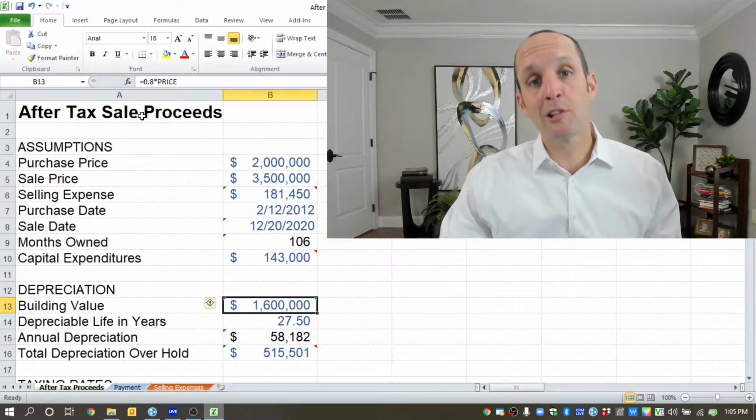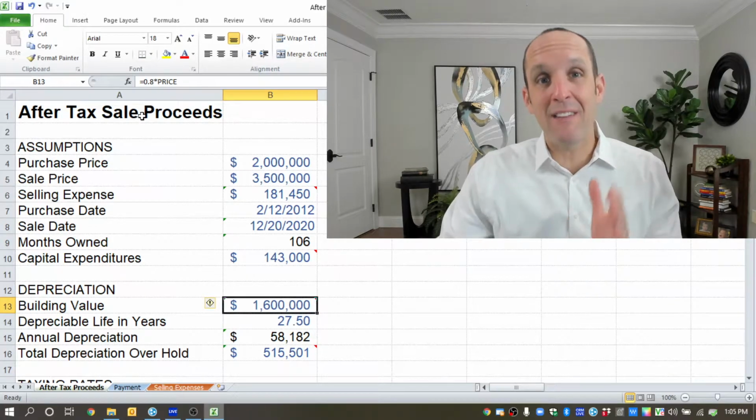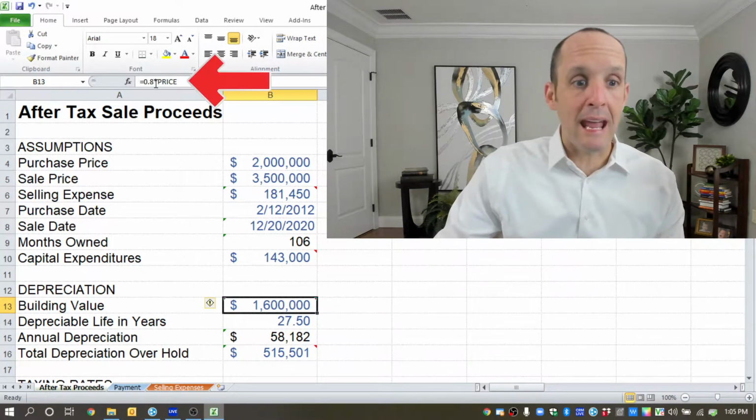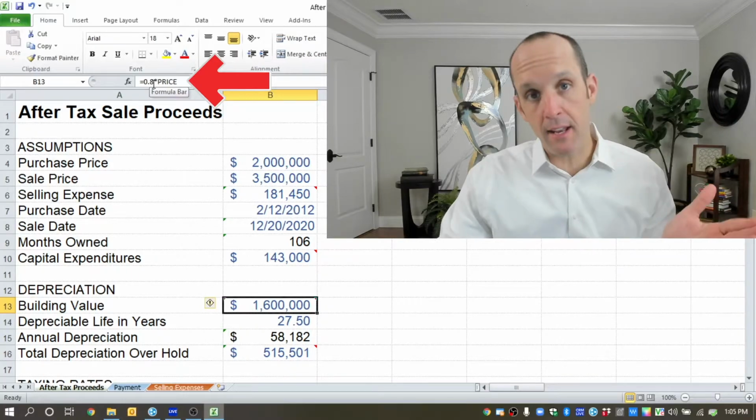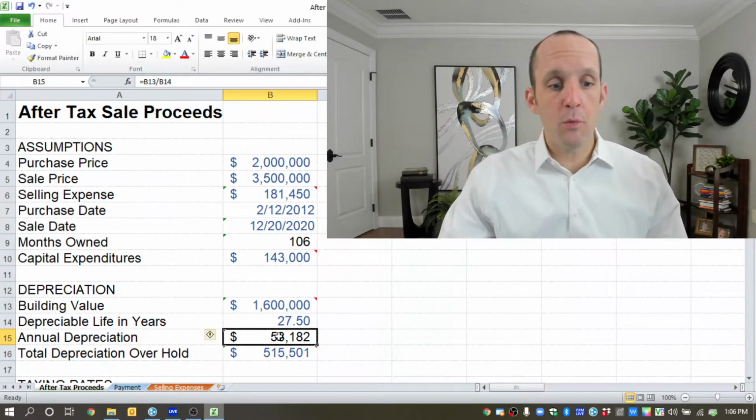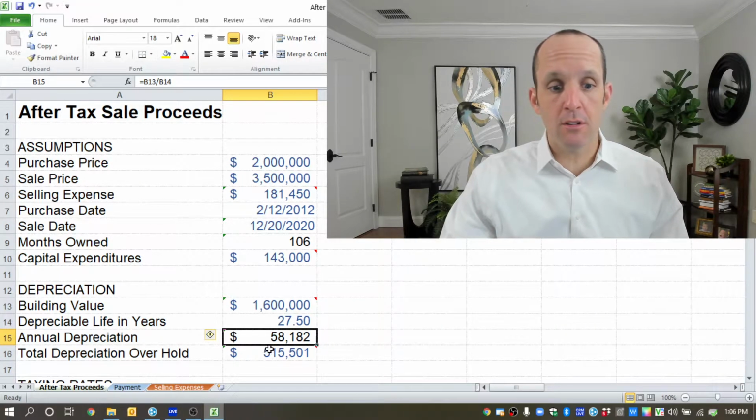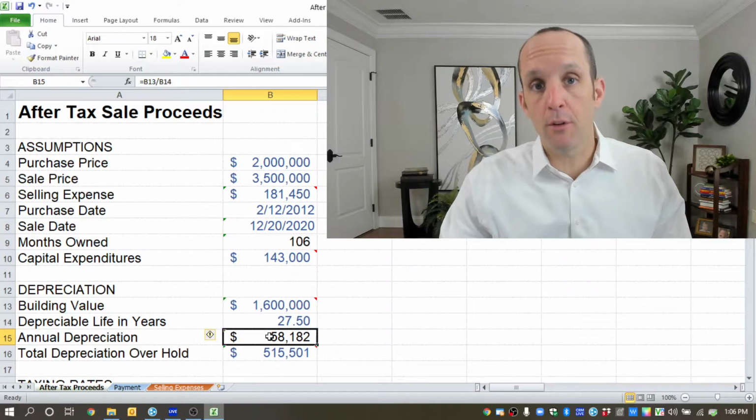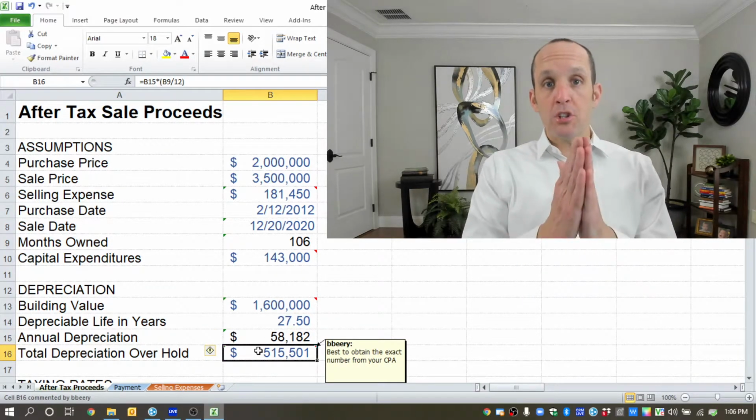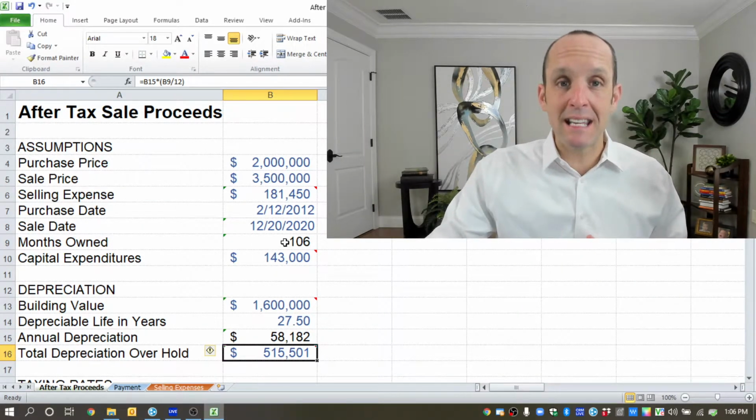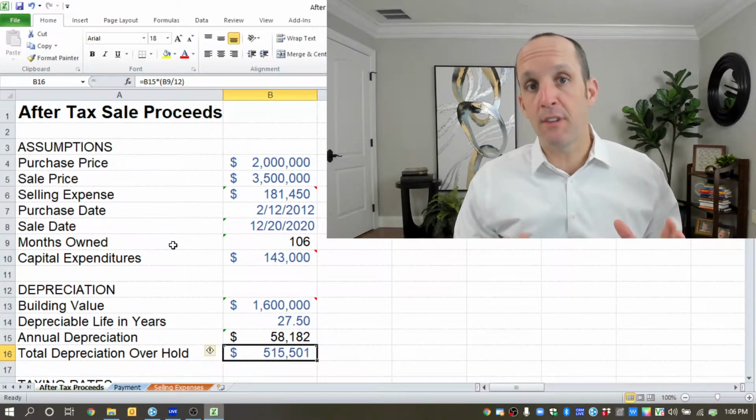So on the building we just looked at on the property appraiser website, if that was the same building, we'd put 87% here instead of 80. Now that we know the building value, we know that the annual depreciation, which is the $1.6 million divided by 27.5 years, is roughly $58,000 per year. The total depreciation for the 106-month hold, as you can see here in the equation, is $515,000.